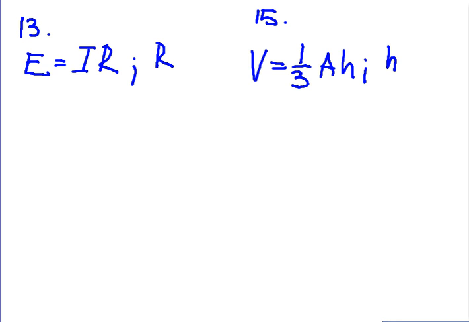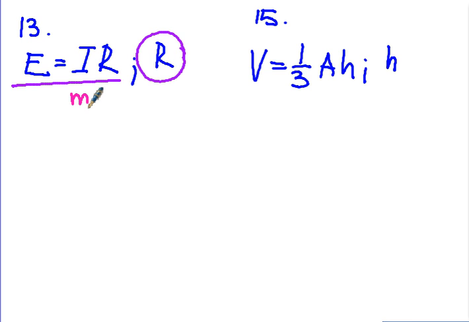The instruction says, solve for the given variable. This is what they gave us, and this is the given variable. So this is what we need to get by itself. What are we doing here? What operation are we using?